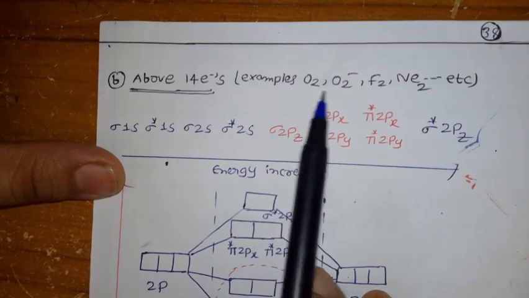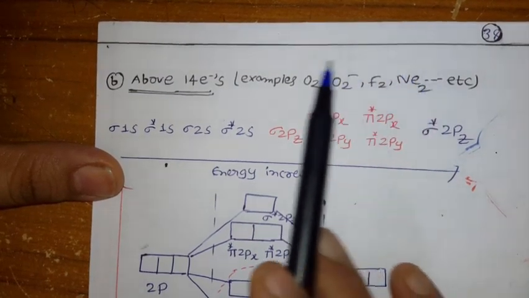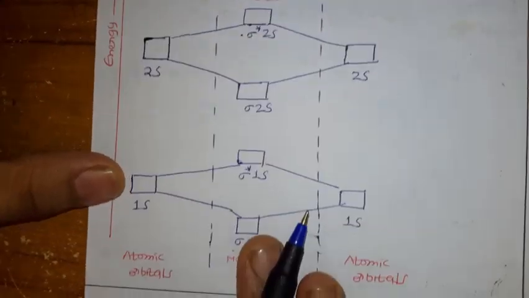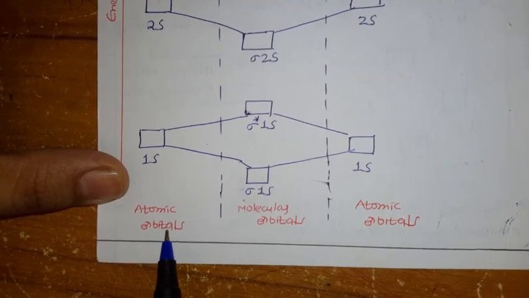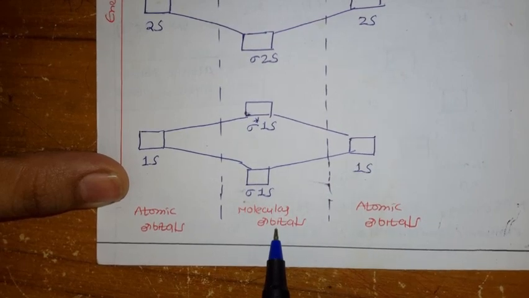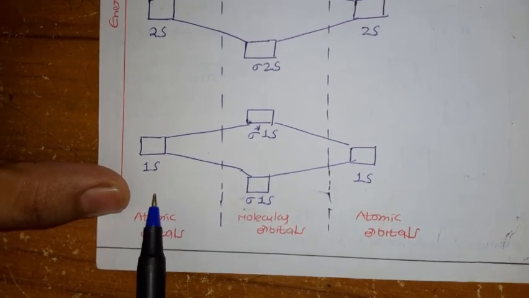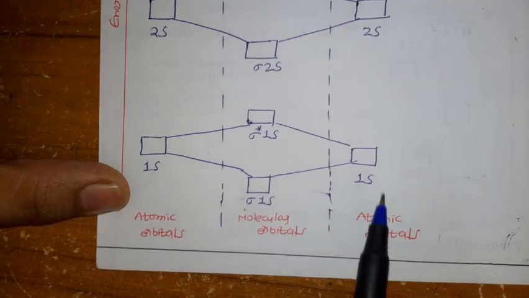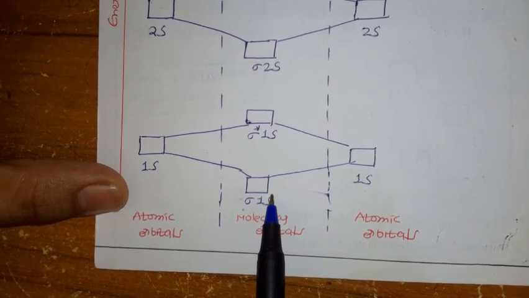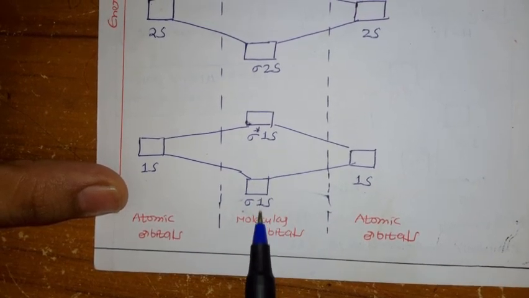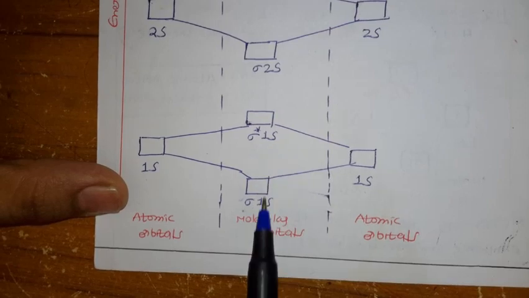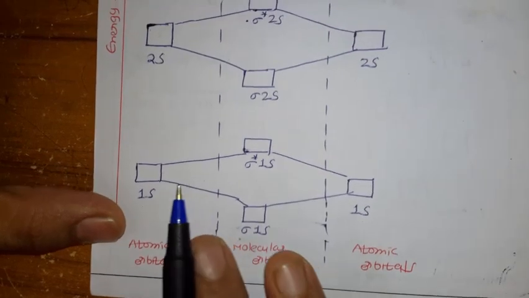Now let us discuss above 14 electrons. Examples are O2, O2 minus, F2, Ne2, all of which have more than 14 electrons. Same as before, I am taking the atomic orbitals. One side and another atom's atomic orbitals give the molecule. Now we get the molecular orbitals. One atomic orbital and another atom's atomic orbital give rise to two molecular orbitals, one antibonding and one bonding. Antibonding we show with sigma star, and bonding with sigma 1s.